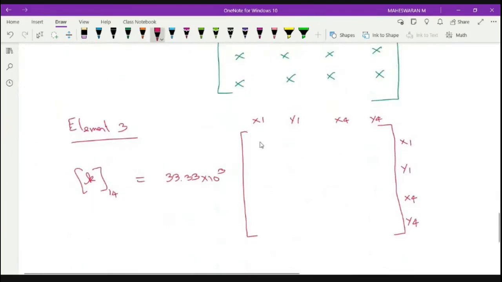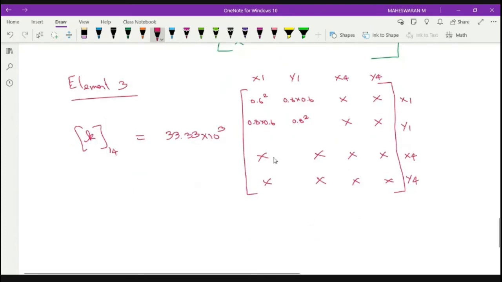We'll get 0.6 square, 0.6 into 0.8, this is also 0.8 into 0.6, and this is 0.8 square. So this is what we'll get. The other things I can just consider as x, because that is a fixed point, so there is no need to calculate the values. Okay, so I can rewrite this.